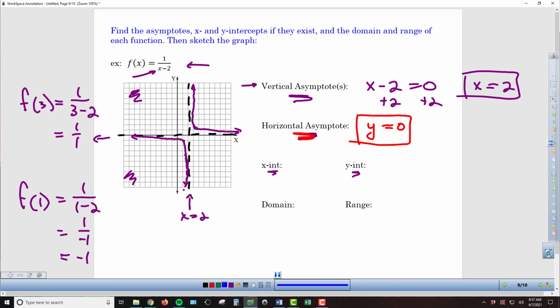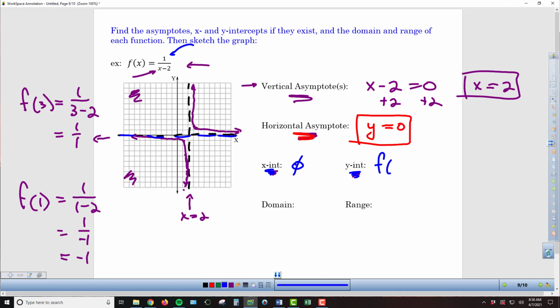I want to know what the x and y intercepts are. So again, from the instructions that we had before, we know the x-intercept is located at any value that makes the numerator equal 0. But since the numerator doesn't have a variable in it, and we have a horizontal asymptote running along the x-axis, there's not going to be an x-intercept. We don't have one.